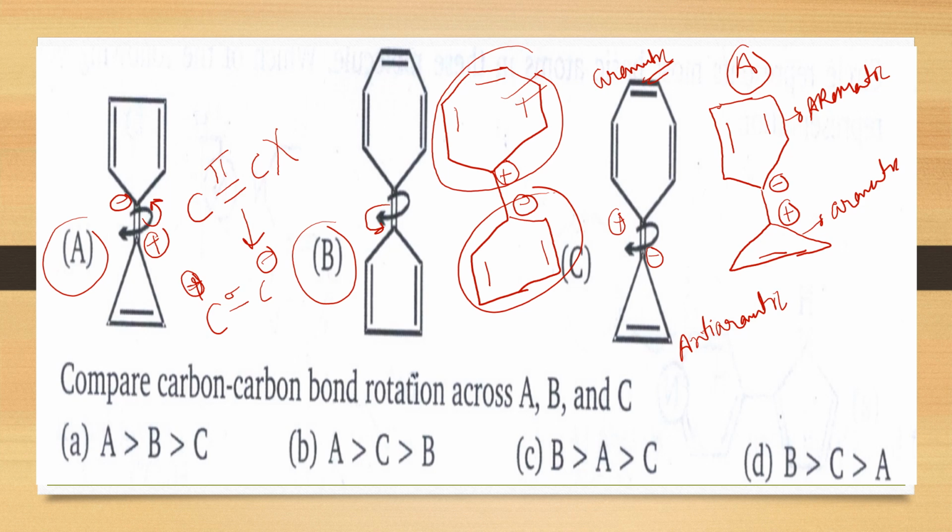So that's why we can say the order will be B, after that A, and then C. Why are we taking B first? Because in B there is more conjugation, so the aromatic character will be more, and so the stability will also be more. So the answer will be B, A and then C. Let's see the next question.